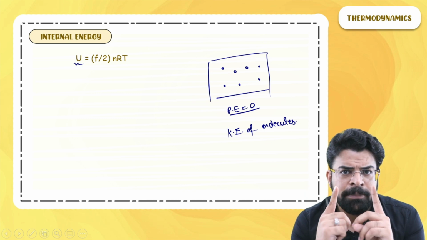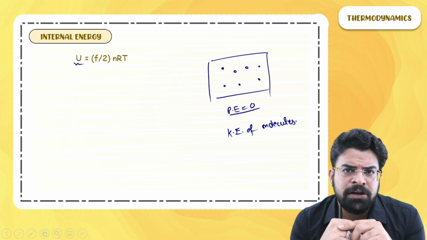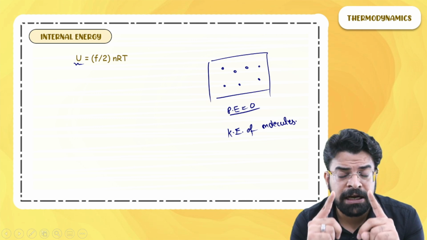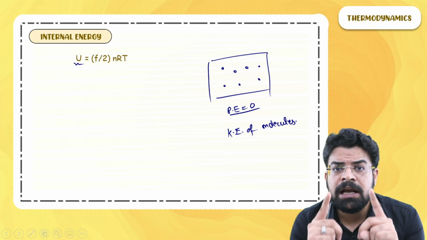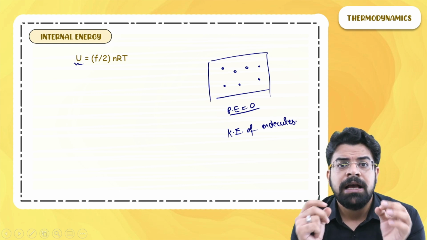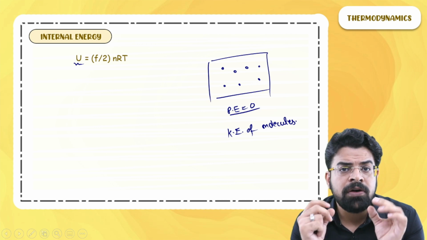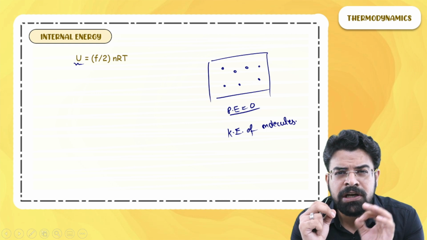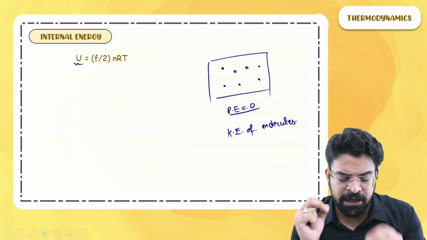So again, repeating, what is internal energy? Internal energy for an ideal gas is nothing but kinetic energy. Why? Because in the ideal gas postulates, we learned that there is no interaction between the molecules. As there is no force of attraction or repulsion between the molecules, no potential energy exists. So the only type of energy we get is kinetic energy.